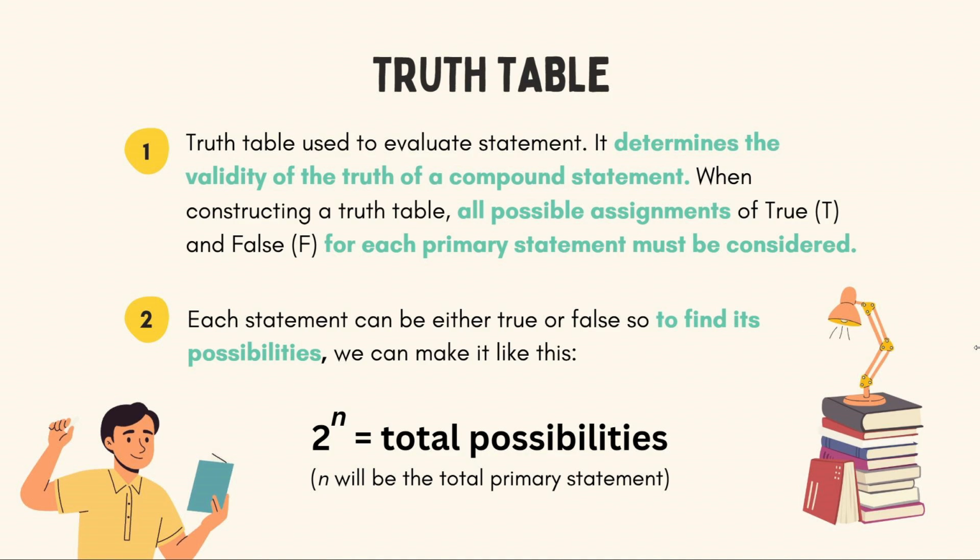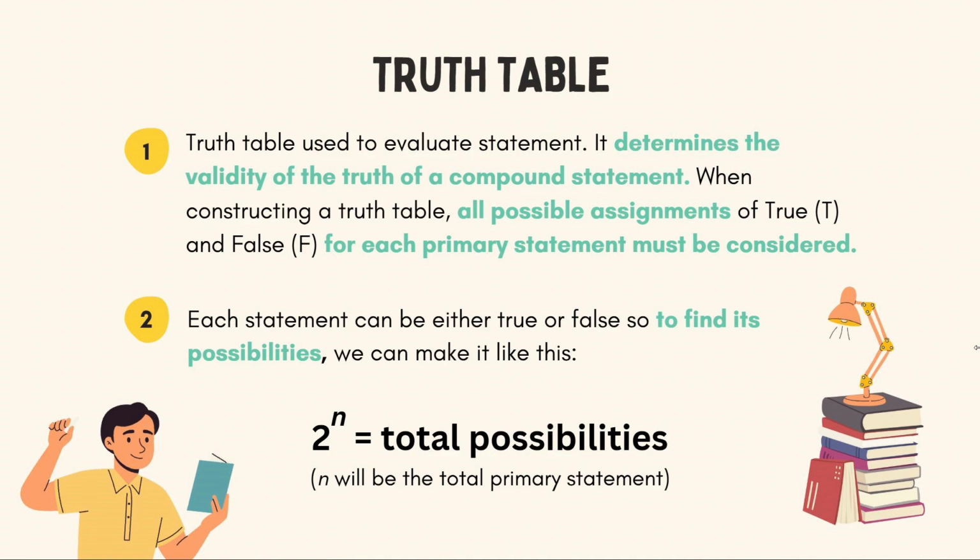So, to find its possibilities, we can do it like this: 2 to the power of n equals the total possibilities, where n is the total number of primary statements. For example, we have 3 primary statements of A, B, and C. So, 2 to the power of 3 equals 8. We will have 8 total possibilities of true and false.